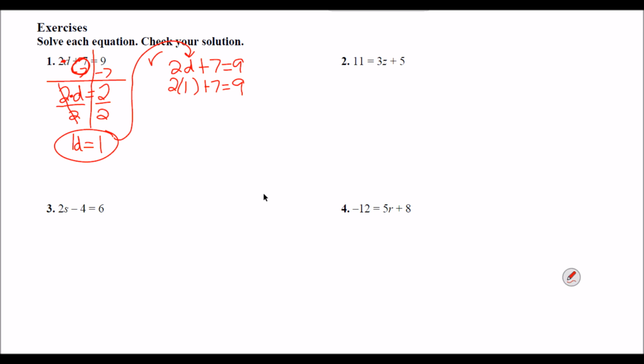Okay? So now we just do this just like normal. Okay? So we have multiplication first. 2 times 1 is 2. Bring down the plus 7.